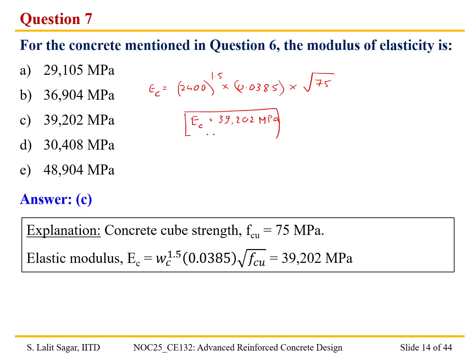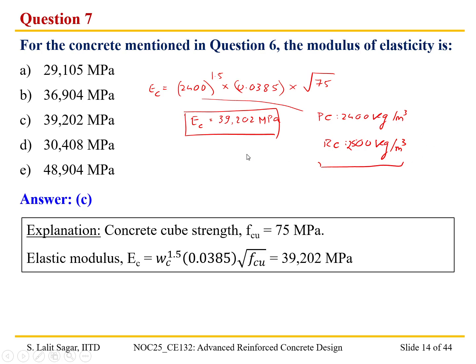Remember, for plain concrete we take the density as 2400 kg per meter cube if there is no data given, and for reinforced concrete we take a value of 2500 kg per meter cube. So this is how we are going to calculate the modulus of elasticity of concrete. Moving on.